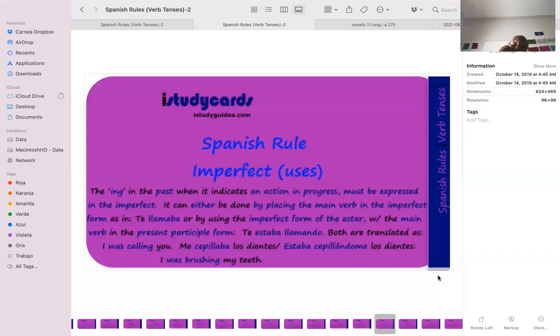I think because I'm an English speaker. Te llamaba, te estaba llamando, right? Because that's very close to English. I was calling you, right? I don't know, but I normally say te estaba llamando. But either way, whether you say te llamaba or te estaba llamando, it means the same thing in English. I was calling you, okay?